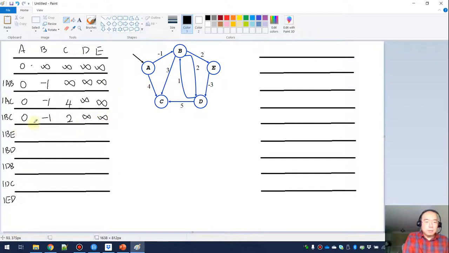And then BE. From B to E, we know B is -1 and B to E is 2, so we can get to E with the cost of 1. So we update that. And the next part, BD. From B we can get to D, and the cost to get to B is -1, and BD is 2. So D can be, I think, wait. I think I have to erase this part.